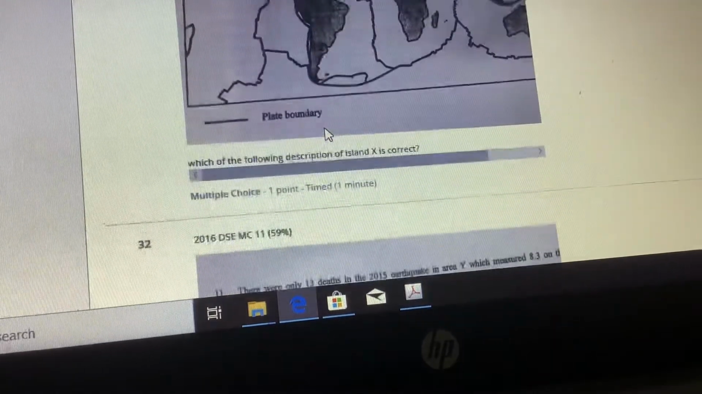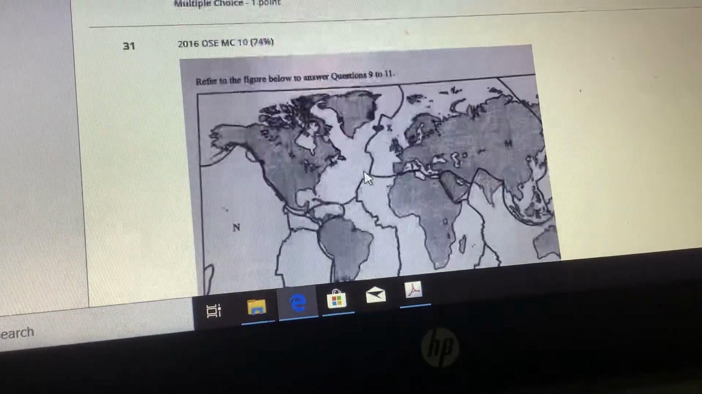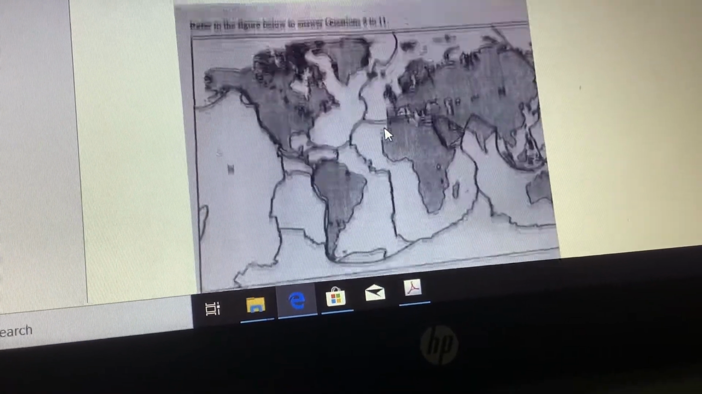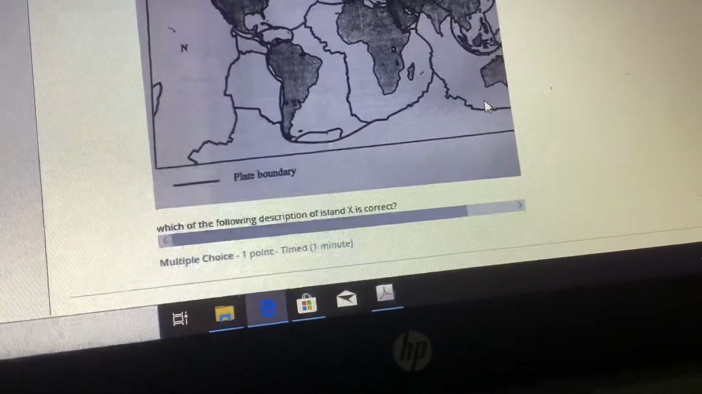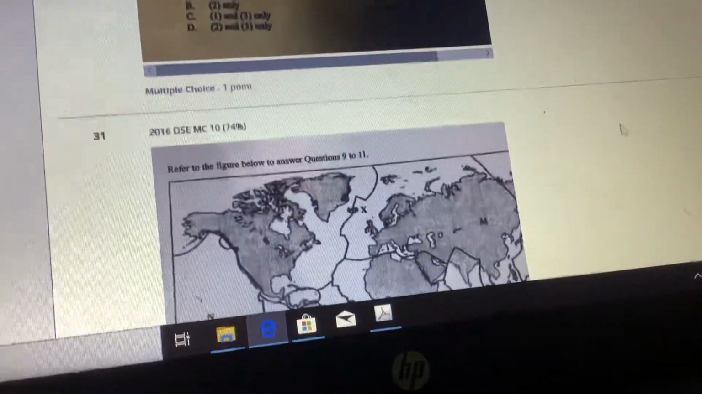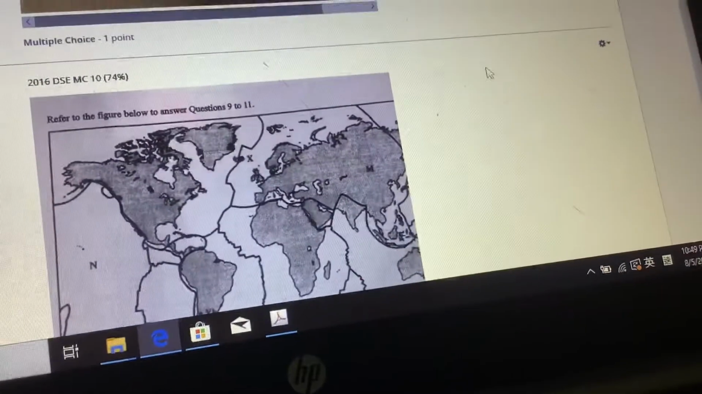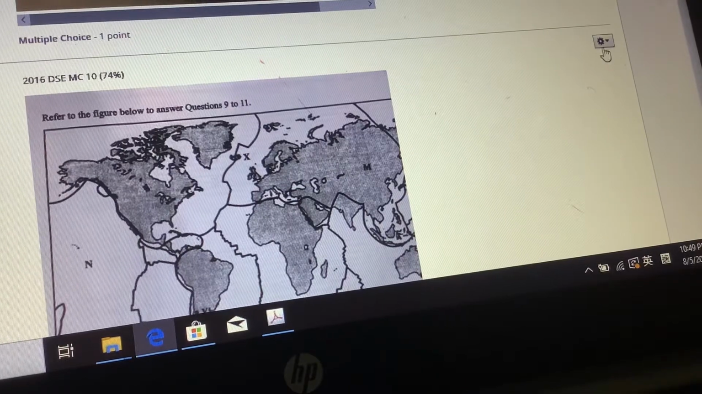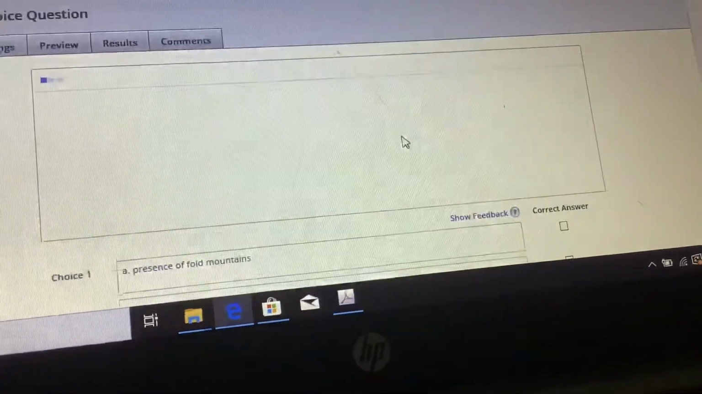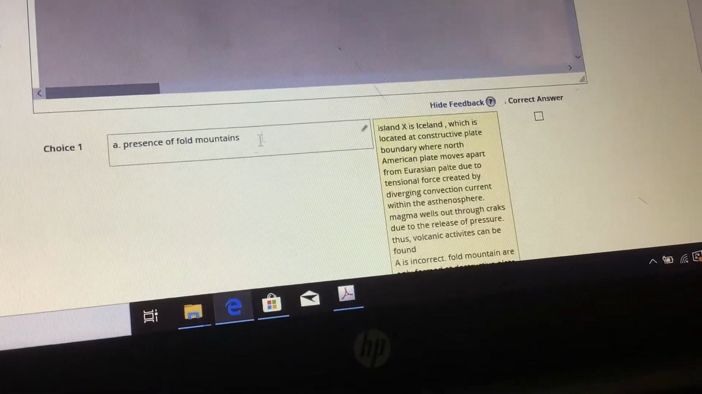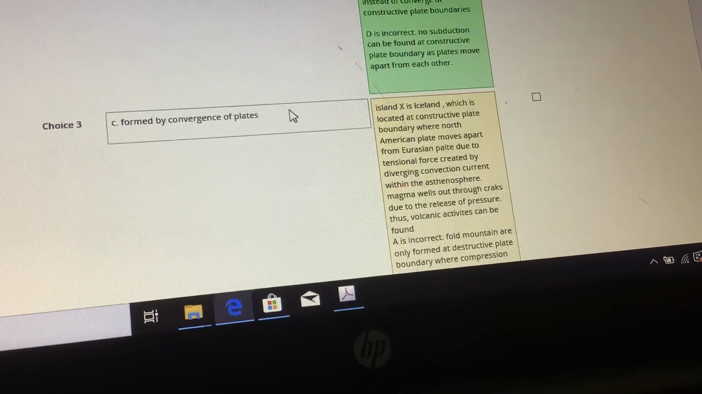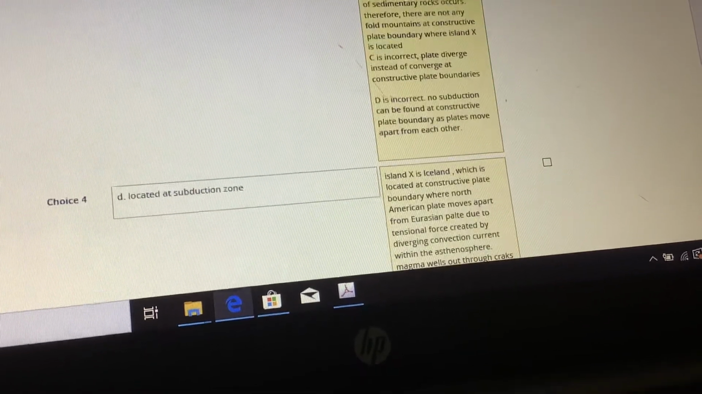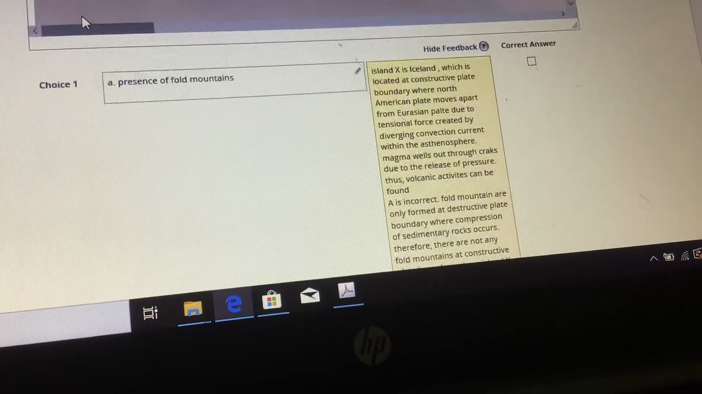Which of the following descriptions of Island X, Iceland again, are correct? Wow, how many times have you asked this? Let's pass to the answer. Iceland, is it a fold mountain? No. Iceland has a lot of volcanic activities. Yes. Let's see the convergence plate and the subduction zone.